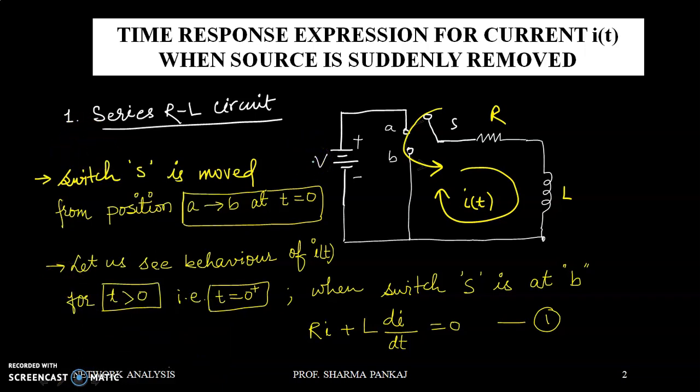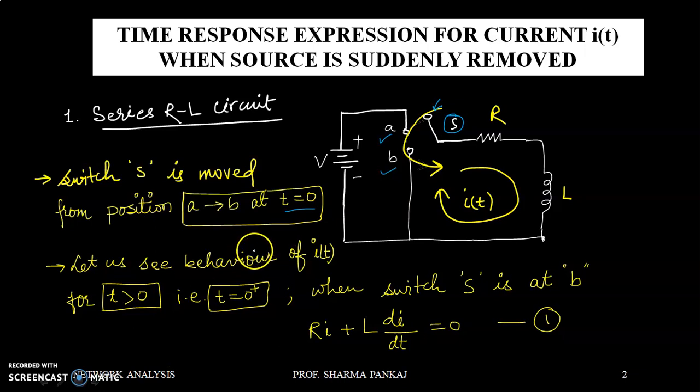Consider this network circuit. This is a series RL circuit. The voltage V is given to you, and this is switch position A, and this is switch position B. We will move the switch S from position A to B as shown by this curve. The switch S is moved from position A to B at time t is equal to 0. That is the switching time, given as t is equal to 0.